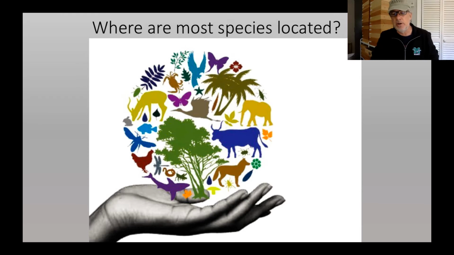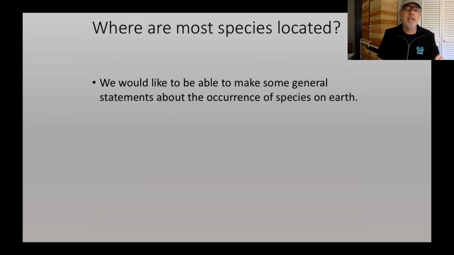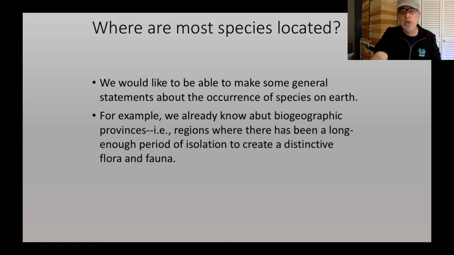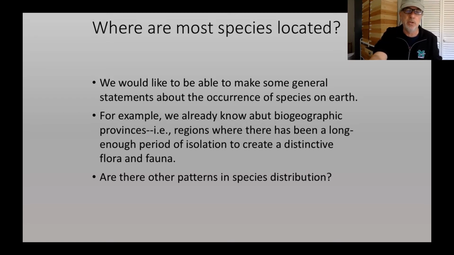So let's get started. We would like to be able to make some general statements about the occurrence of species on Earth. For example, we already have learned about the biogeographic provinces, those regions where there's been a long enough period of isolation in the past to create a distinctive flora and fauna. So what else can we learn about the distribution of species on the globe?